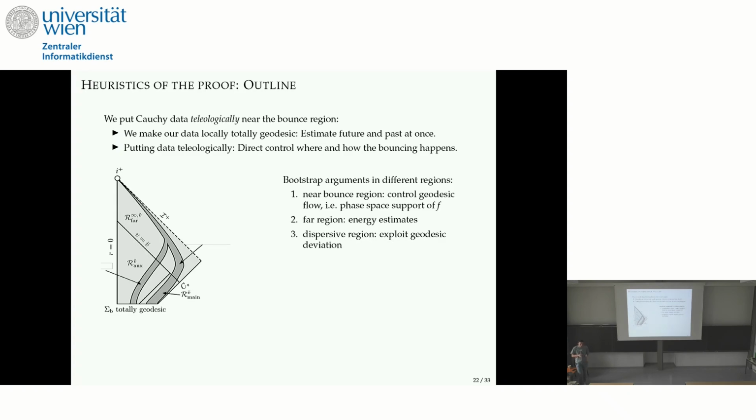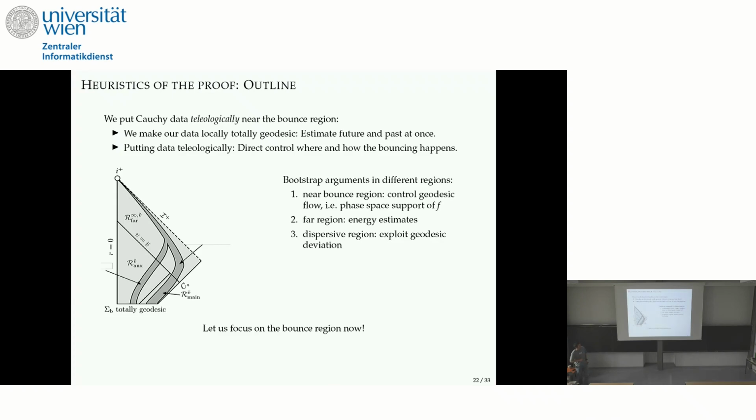You cannot control F, the distribution function, in L infinity in that region. If you prove stability-type results, for instance stability of Minkowski space for the Einstein-Vlasov system, you often estimate the distribution function in L infinity, but this does not work in our hierarchy. That is why we have to rely on energy estimates. And then in the third part, where we actually want to get to the sharp dispersive rates, we exploit the geodesic deviation. That is a more standard thing to do.